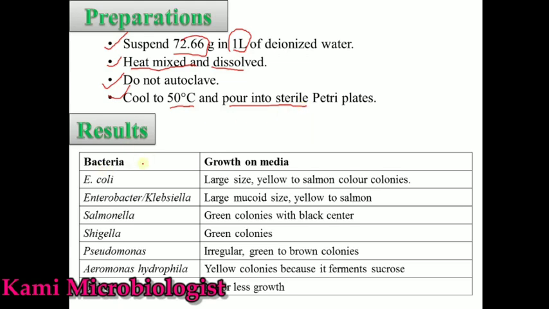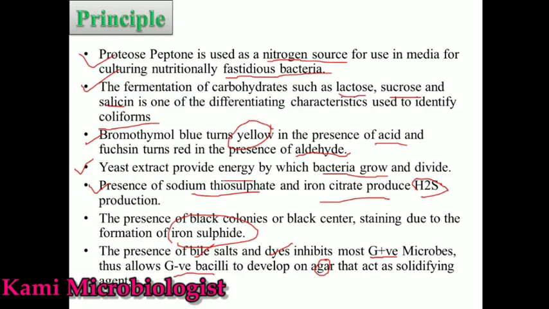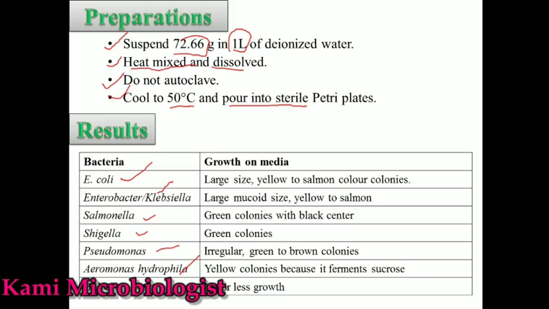As I already said, it is specially used for the isolation of Salmonella and Shigella bacteria. But other gram-negative rods like E. coli, Enterobacter, Klebsiella, Pseudomonas, and Aeromonas hydrophila can also grow on this media, except gram-positive bacteria. Gram-positive bacteria cannot grow on this media due to the presence of dyes and bile salt. Now let's see how gram-negative E. coli will look.